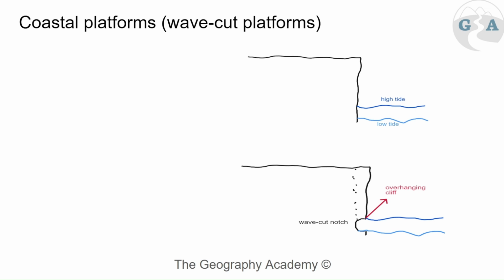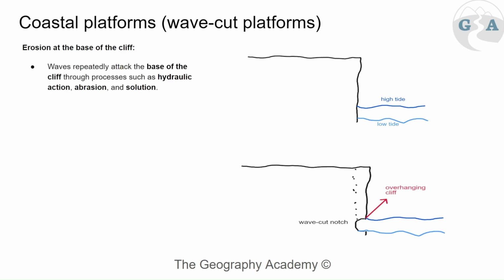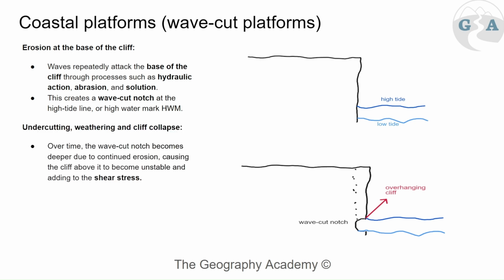So you have a high tide and a low tide line, and in this area we get a wave cut notch that is formed through erosion. So this means that hydraulic action and abrasion, solution, is working away to reduce the area of support at the bottom by creating a wave cut notch. This generally tends to happen more in the high tide area, with more energy and higher amounts of erosion during that time. So undercutting means that it's going to increase the stress on a singular point.